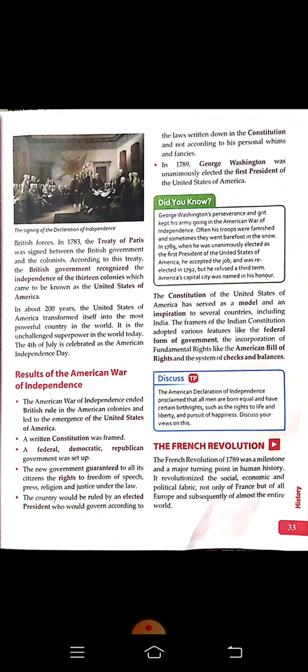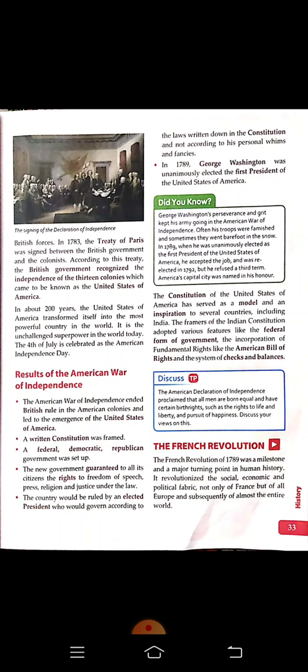The country would be ruled by the elected president, who would govern according to the laws written down in the constitution and not according to his personal whims and fancies. That means according to his personal will. In 1789, George Washington was unanimously elected as the first president of the United States of America.